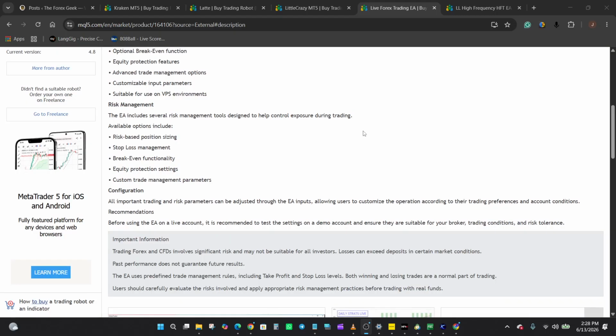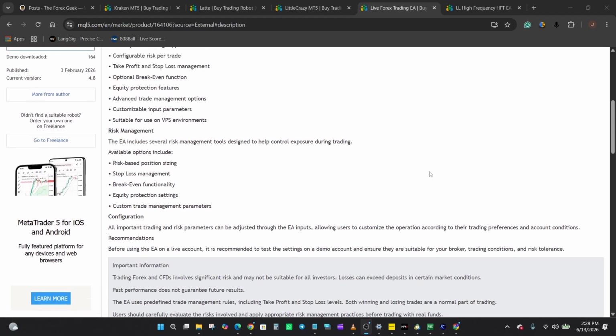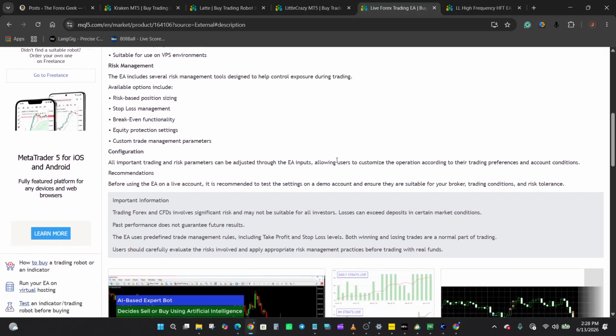And then another feature mentioned here is multi-symbol trading support. The ability to work across multiple symbols can provide additional flexibility depending on how the user chooses to configure the system. The marketplace page also highlights configurable risk per trade, which allows users to adjust risk exposure based on their account size and personal preferences. Alongside that, the EA includes take profit and stop loss management, giving traders predefined trade exit controls. Now, we can also see an optional break-even function, and this feature provides an additional trade management tool that users can enable if it suits their trading preferences.